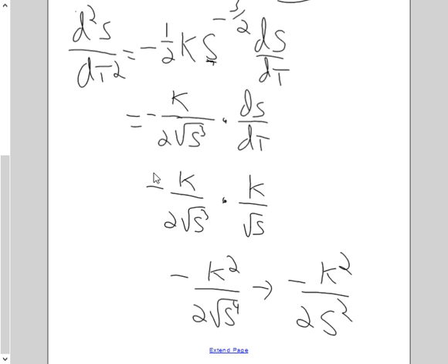Okay, so I hope that helps. The piece I wasn't seeing earlier this morning was this implicit differentiation piece, where you take the derivative with respect to time. Okay, so I hope that helps.